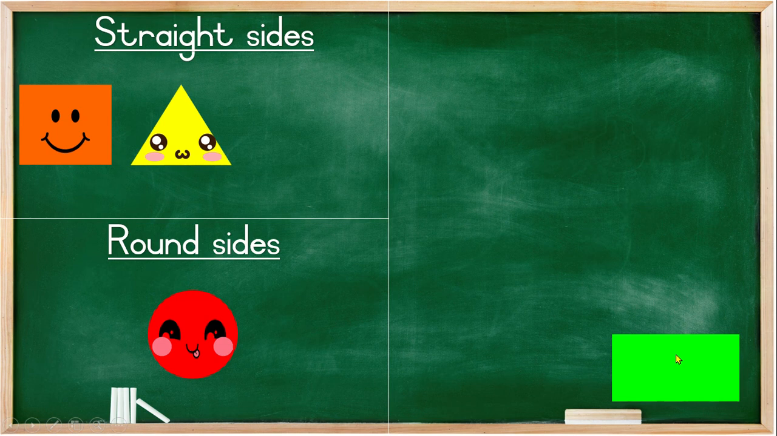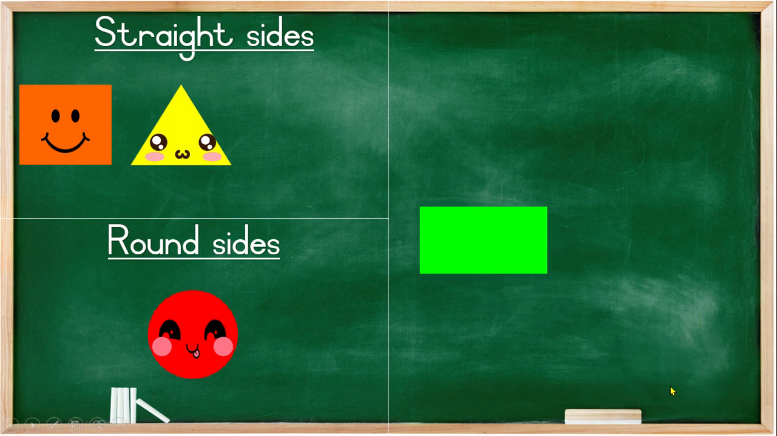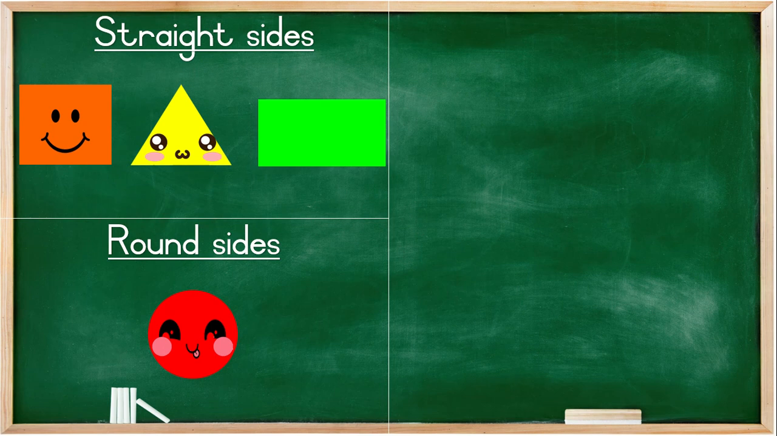Lastly, we are left with a rectangle. We see it has four straight sides. The two opposite sides are the same length and it has four corners. So we put it underneath the straight sides box. Look, it's Robbie Rectangle. So all four of our friends came back at the end of the activity.